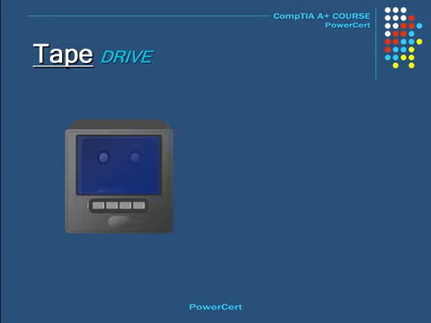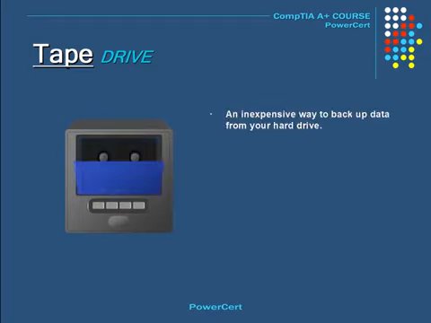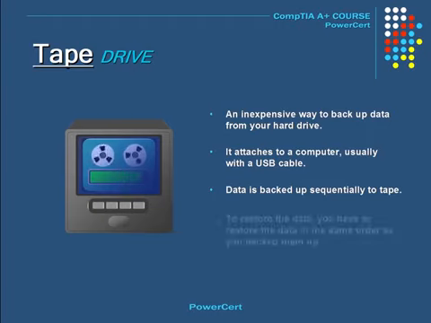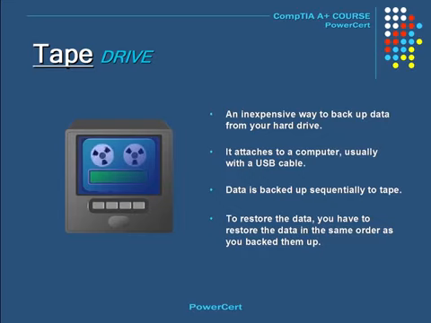Removable storage is both convenient and portable because these types of storage are not stored internally in a computer. They are attached from the outside. So, for example, a tape drive. A tape drive is an inexpensive way to back up data from your hard drive. It attaches to a computer, usually with a USB cable, and the data is backed up sequentially to tape, which basically means that if you ever have to restore the data, you have to restore the data in the same order as you backed it up.